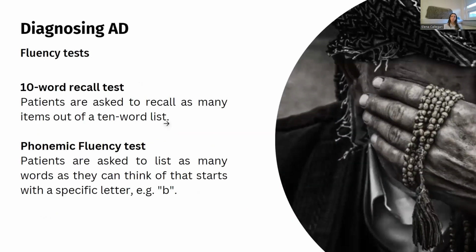Another test that is often administered in clinics are fluency tests, and you've got different types of fluency tests. So the kind of test that we are administering here in Reykjavik, for example, is called a 10-word recall test. And essentially what you're doing is you're giving patients a list of words, you're telling them 10 words, and then you're asking patients to try to recall as many of the 10 words that you've given them as they can. Another test is called the phonemic fluency test, and this is a test where we ask individuals to try to name as many words as they can think of that start with the letter B, D, whatever letter you want.